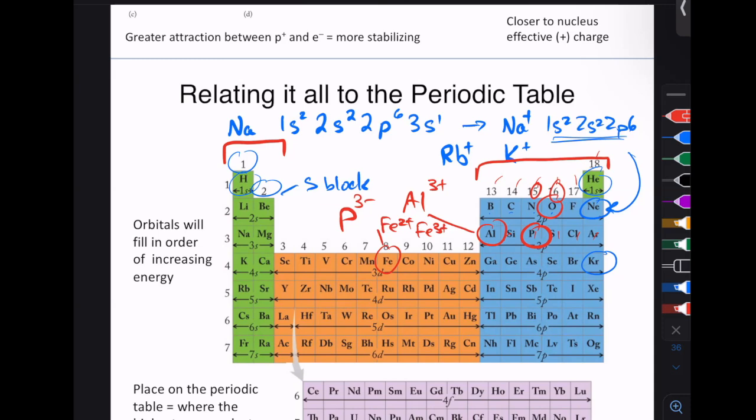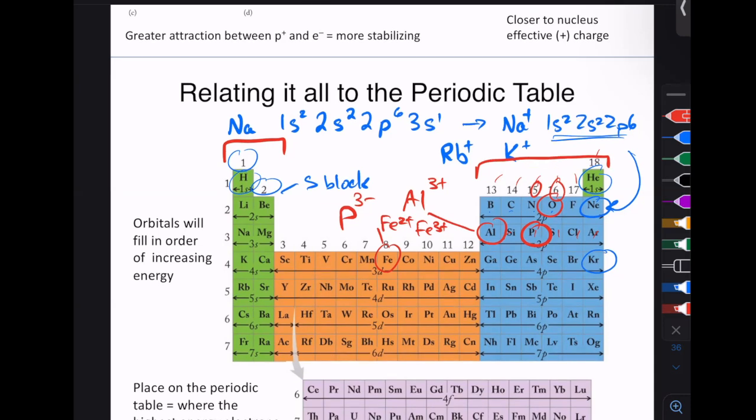Copper can be a 1+ or a 2+, right? So you can't necessarily predict just from looking at its position on the periodic table what the charge state of the ion will be if it's a transition metal. But you can if it's a main group element. All right, so let's practice a little bit.